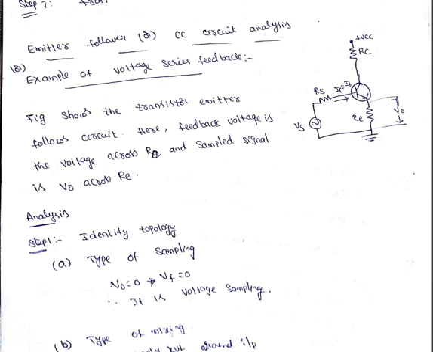In the analysis, first we have to find the topology. To find the topology, first we go with finding the sampling. To find the sampling, make the output equal to 0. If the output terminal is short circuited, then VF is equal to 0. Then we can say that it is voltage sampling.